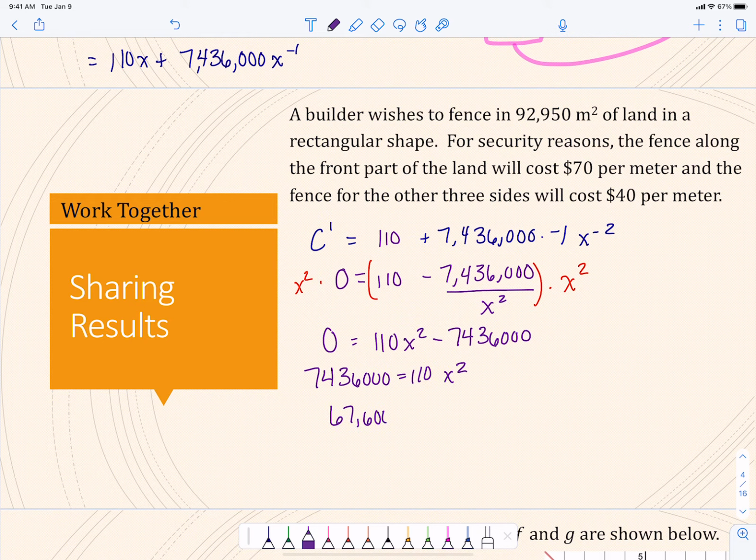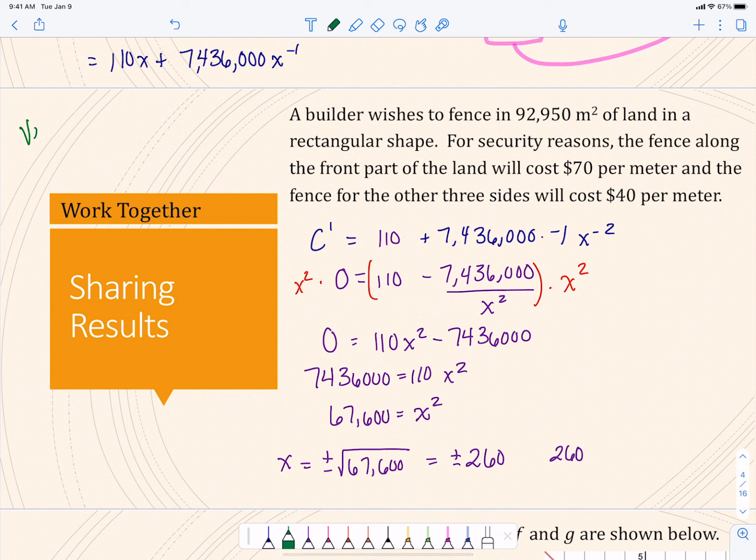We'll get 67,600 when we do that. Then we take the square root of that, and we get plus or minus 260. We would not use the -260, because that is not a critical point in the domain of the situation we're talking about. So it's that positive 260. We're pretty sure that's going to be where our minimum is, but we should verify.